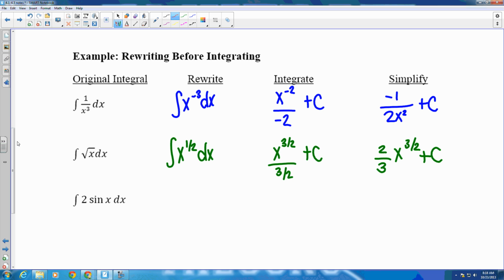Okay, the integral of 2 sine x dx. Rewriting this, the only thing we'd have to do is bring that 2 out to the front, just realizing that we don't take the derivative of that, or the integral of that, that's just a constant.